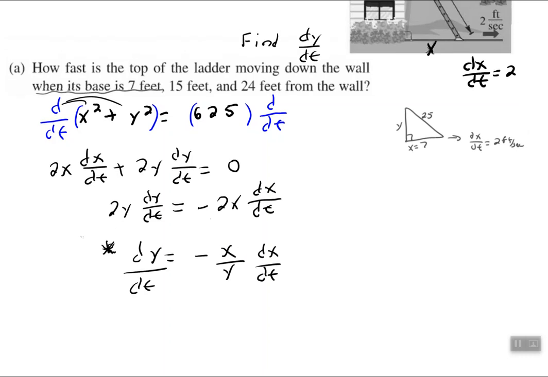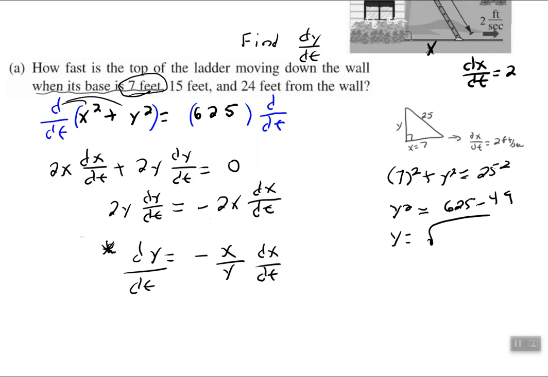That was given. In this first case, it says when x equals 7, or the base equals 7, so we know x is equal to 7, but we also need to know the value of y. So we're going to use the Pythagorean theorem again to find the value of y. So x squared, or 7 squared, plus y squared equals 25 squared. All right, so y squared equals 625 minus 49.